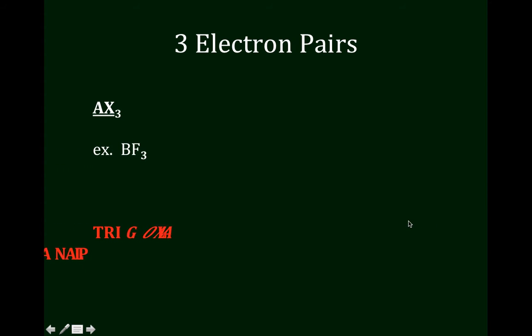So here's 3 electron pairs, and we have BF3. This is another violator.